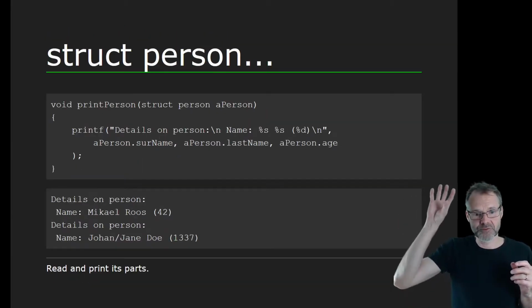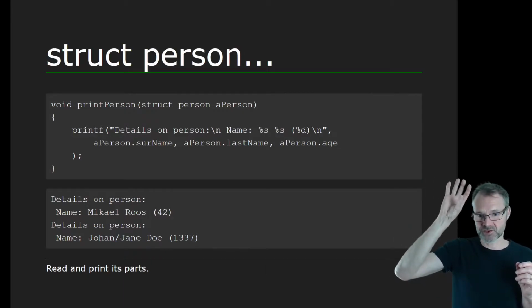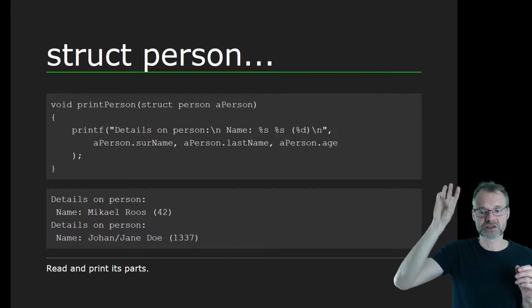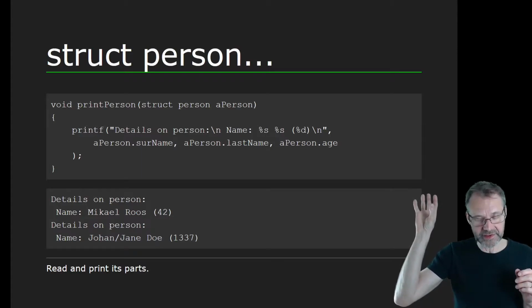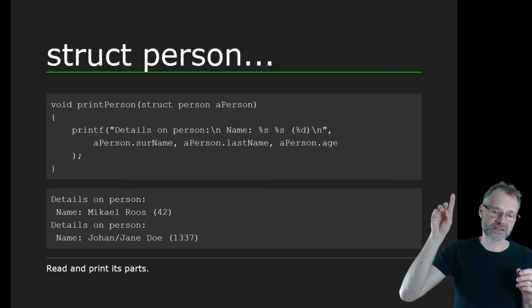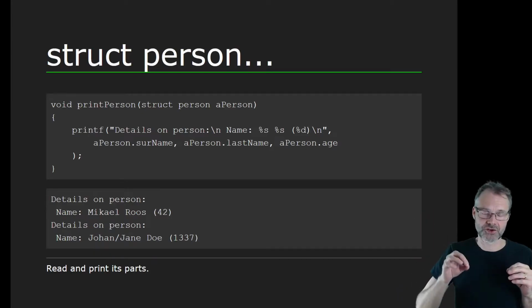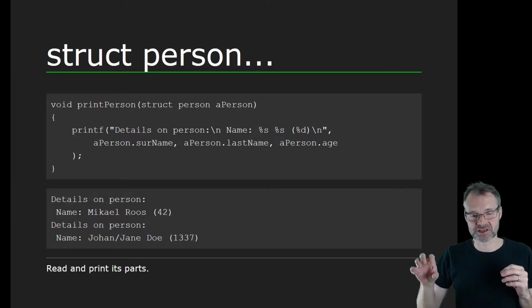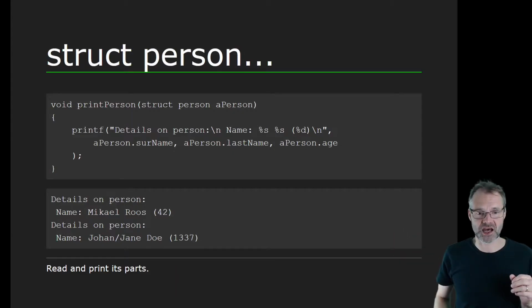And the print person function looks a bit like this. The struct person comes in as a parameter into this function, and then I'm just going to print it as strings and an integer. You can see I'm using the dot notation: it's the struct, a dot, and the part of the struct, so person dot surname there. And we're just printing the two persons out.